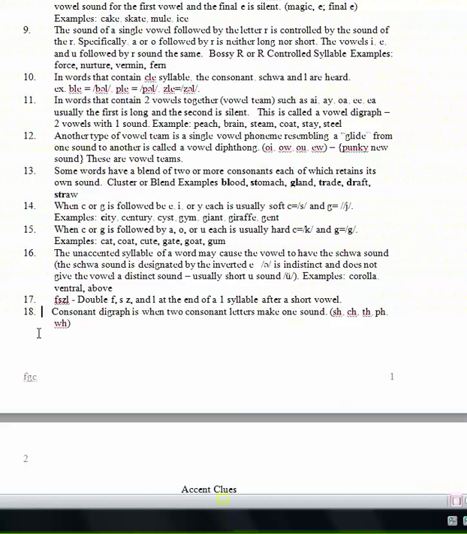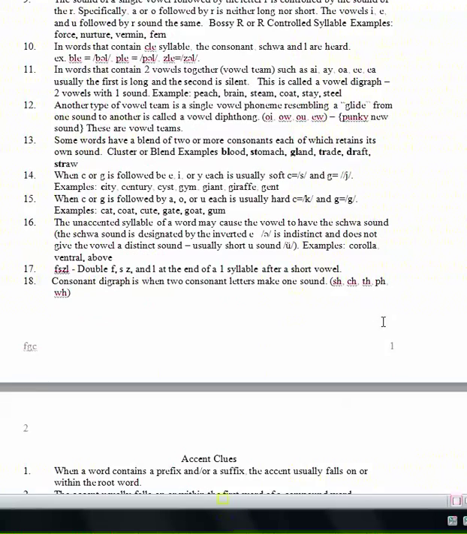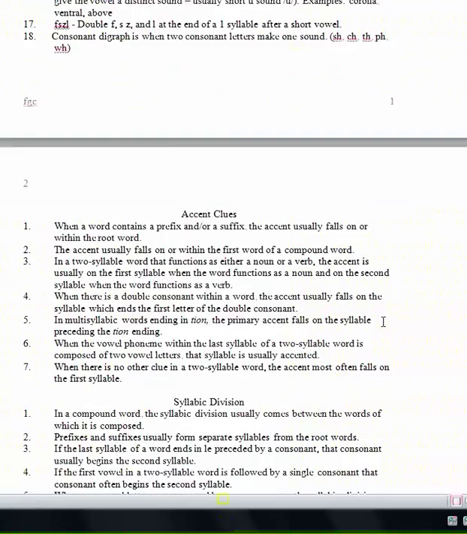Number 18, a consonant digraph. A consonant digraph is 2 letters making one sound. SH says sh, CH says ch, TH says, PH says, WH says. 2 consonants, 1 sound.